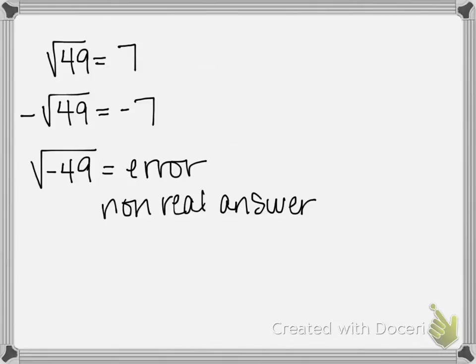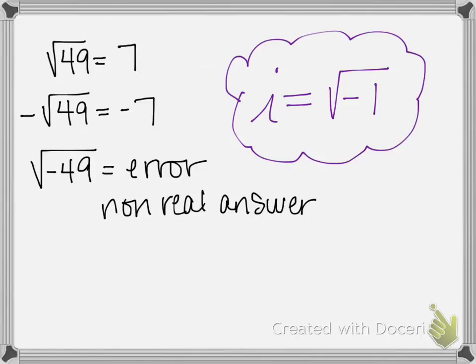So this is where i comes in. i is a number. It's not a variable. i represents the square root of negative 1. That's what i is. Just like we have pi and it's a number, i is a number, and in college algebra you'll learn that e is a number. Crazy stuff. So whenever you see an i, that is equivalent to the square root of negative 1.